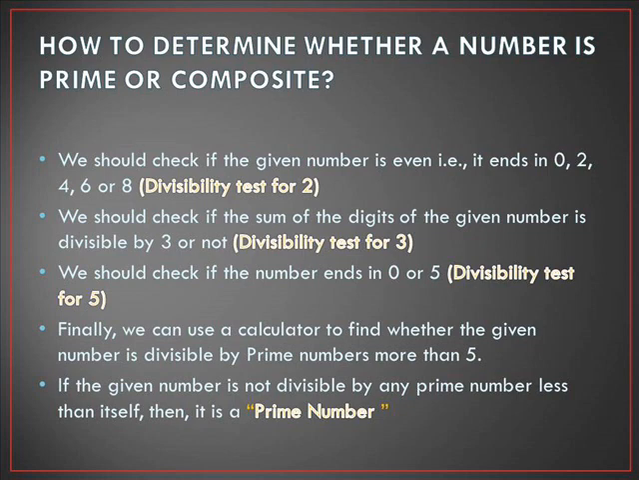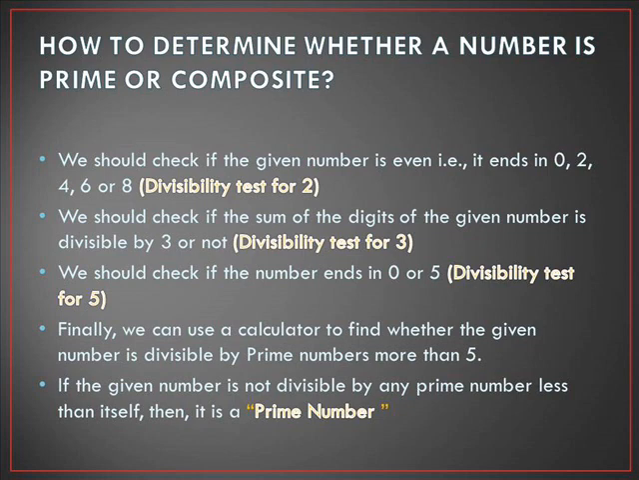If it is not, then we will move on to check if the number is divisible by the next prime number, that is 5. If the given number ends in 0 or 5, then it is divisible by 5, otherwise not. If the number is divisible by 5, then it is a composite number. If it is not, then as explained earlier, we will use a calculator to find if the number is divisible by prime numbers more than 5.